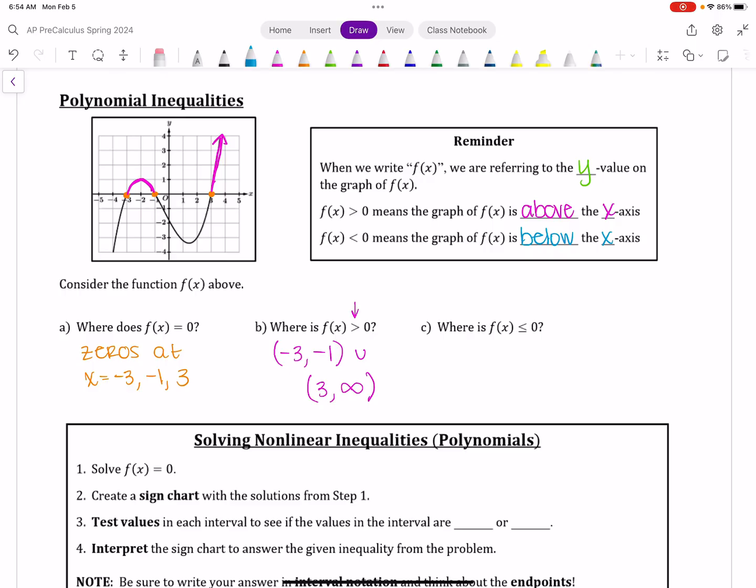C is asking where f of x is less than or equal to 0, so we will have closed intervals. And we are less than or equal to 0 from negative infinity to negative 3, and also from negative 1 to 3.